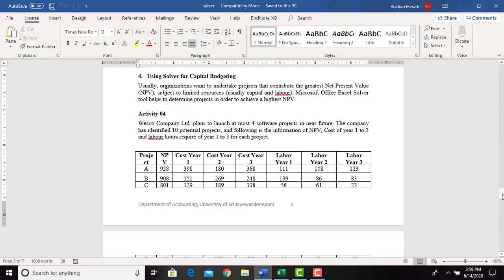So likewise, because of this resource limitation, you are not in a position to accept or implement all the feasible projects. So therefore, out of the many projects available to you, you are going to implement certain projects which give you the greatest net present value. Thereby, it will contribute to maximizing the value of the business organization. If you accept all the projects that are viable and give you the highest net present value, then you can end up maximizing the value of the business organization.